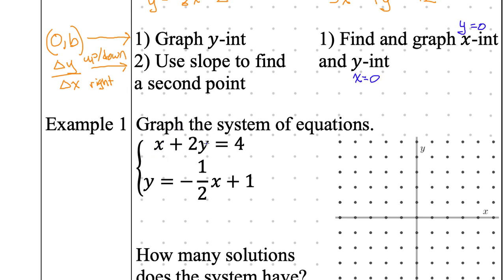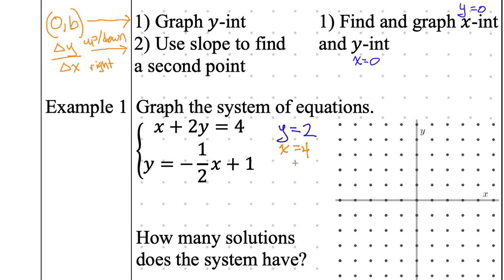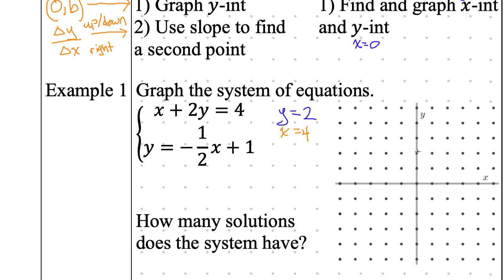When I make x equal to 0, I'm left with the equation 2y is equal to 4. I'm going to divide both sides by 2, and I get y is equal to 2. When I cross out the y to find the x-intercept, I just get x is equal to 4, so that's pretty straightforward. I'm going to graph those two intercepts. So y is equal to 2 on the y-axis, and x is equal to 4: 1, 2, 3, 4. You have to count them since they're not labeled. And those are the 2 points.